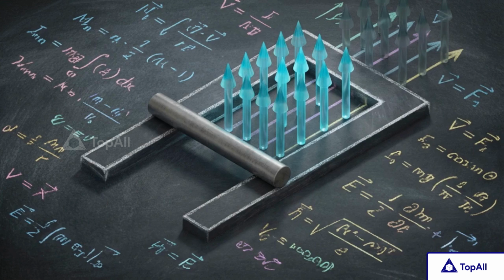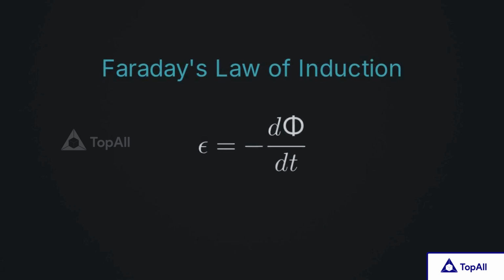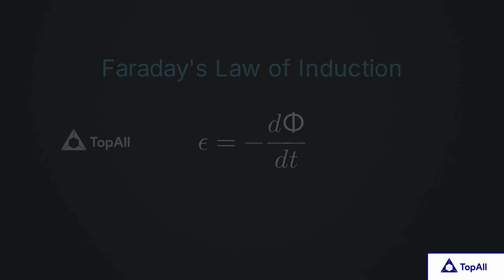Because the physical boundary gets smaller, fewer magnetic field lines pass through it. The total magnetic flux, which is the measure of the total magnetic field passing through a given area, goes down. Faraday's law of induction states that an electromotive force, or EMF, is induced in any circuit whenever the magnetic flux through it changes with time.